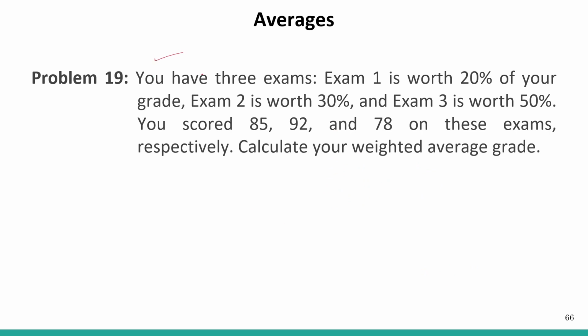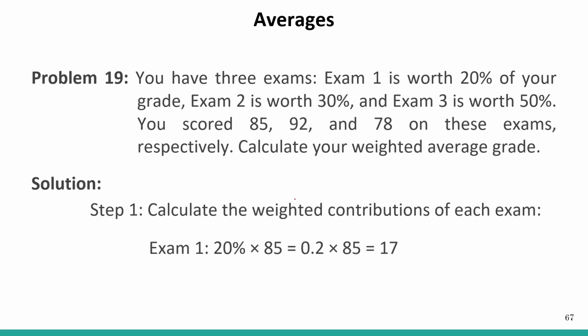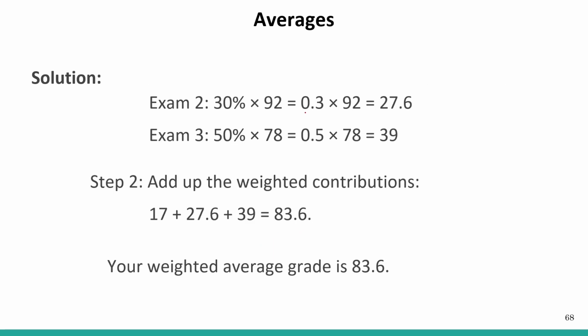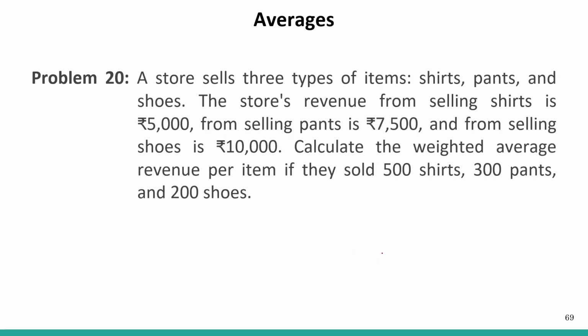So let's see problem number 19. You have 3 exams. Exam 1 is worth 20%, exam 2 is worth 30%, exam 3 is worth 50%. You scored 85, 92, 78 on these exams respectively. Calculate the weighted average grade. Calculating the contribution of each exam: 20% of 85 is equal to 17, 30% of 92 is equal to 27.6, 50% of 78 is equal to 39. Adding up the contributions, 17 plus 27.6 plus 39 is equal to 83.6. So the weighted average grade is 83.6.